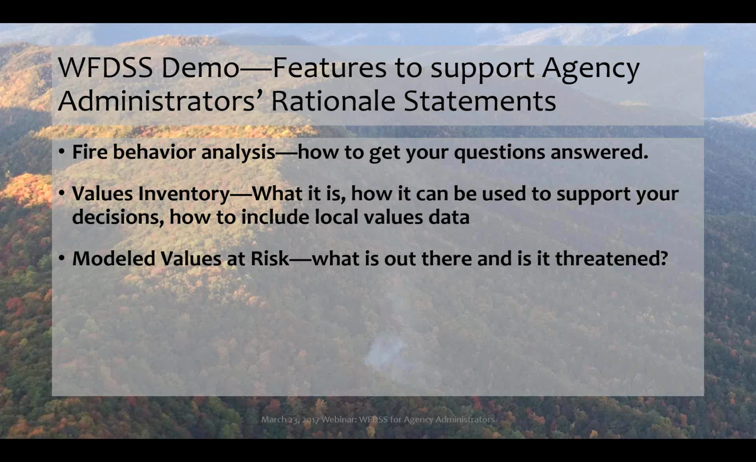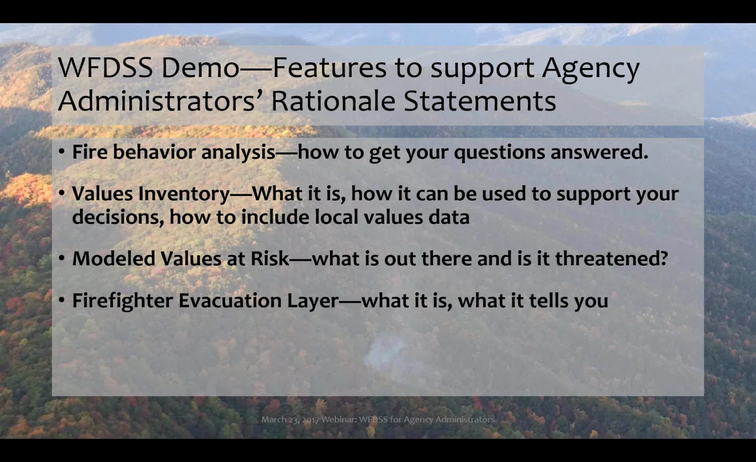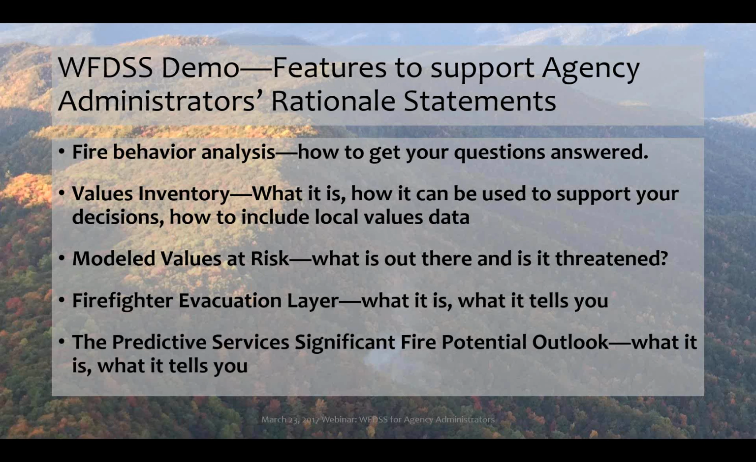We'll talk about the model values at risk to help you determine what's out there and what's threatened. We'll talk about the estimated firefighter evacuation map layer, what it tells you, and how you can use it. And last, I'll show you the Predictive Services Significant Fire Potential Outlook. I'll tell you what it is and where you can locate it. We've chosen to include these items because they're underutilized and they're misunderstood sometimes. And sometimes folks just don't know they exist.